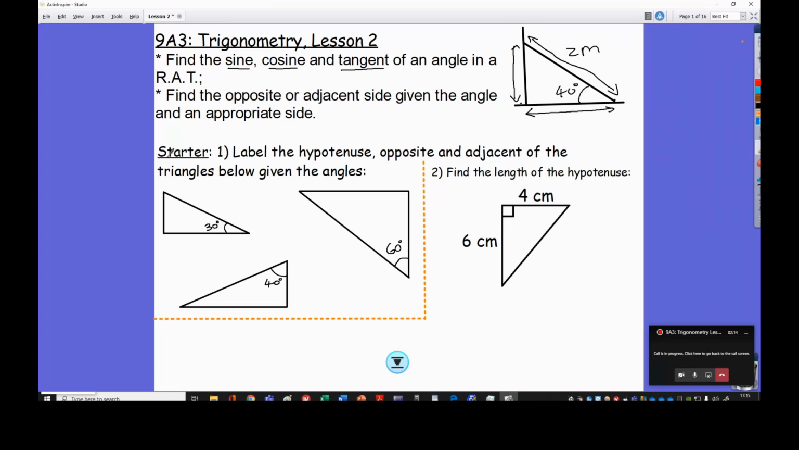So to start with, in our books, or if you printed out the sheets that I've put on Teams, I'd like you to label the hypotenuse, opposite, and adjacent of the triangles below, given the angles. So we're given 30 degrees in the first one. I want you to label the opposite, adjacent, hypotenuse. And then for question 2, I'd like you to find the length of the hypotenuse, if you remember, using Pythagoras' theorem. So if you pause the video now, have a go, and when you resume, we'll go over the answers.